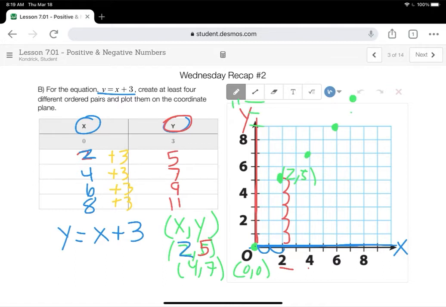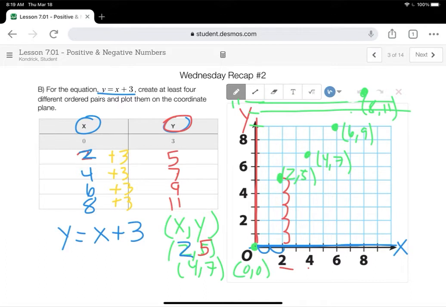So I was able to plot those other different points, my 4, 7, 6, 9, and then even the 8, 11. Even though I went off of the grid, I could still figure it out by kind of just guessing where that line would be and knowing that it was going to be coming up. Oh, I guess I could have gone a little bit more to the right.